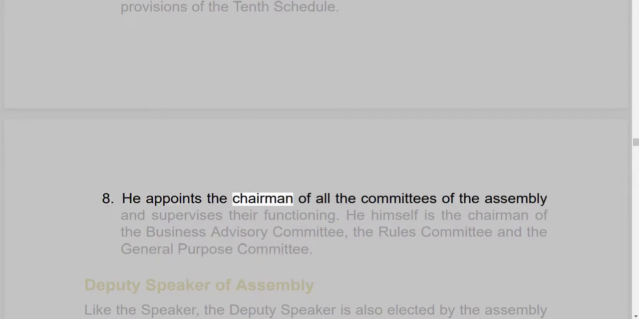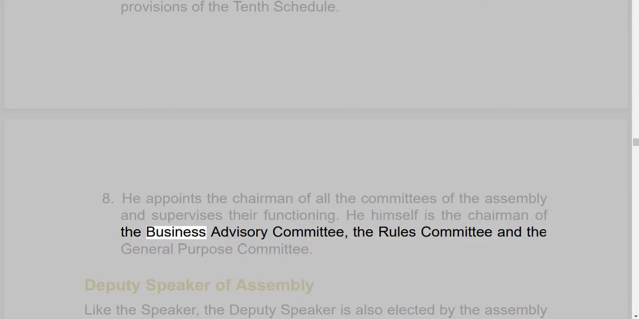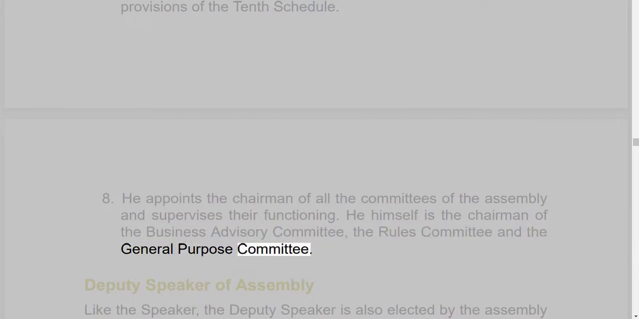8. He appoints the chairman of all the committees of the Assembly and supervises their functioning. He himself is the chairman of the Business Advisory Committee, the Rules Committee, and the General Purpose Committee.